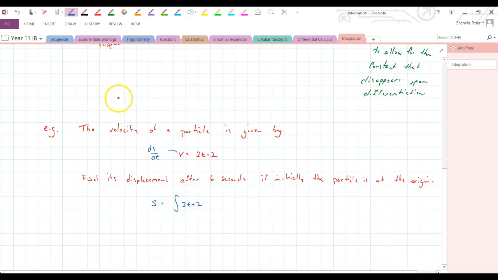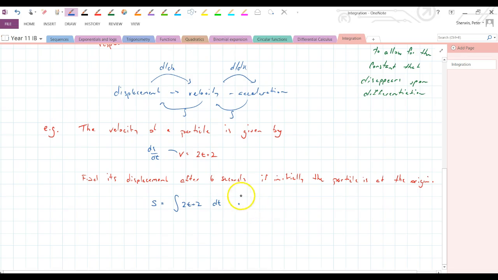So if you remember, we went from displacement to velocity to acceleration, and this was deriving. Now going back the other way, from velocity to displacement, we're integrating. That's a little integral sign. So that's what we're doing here: we're integrating 2t plus 2 with respect to t.